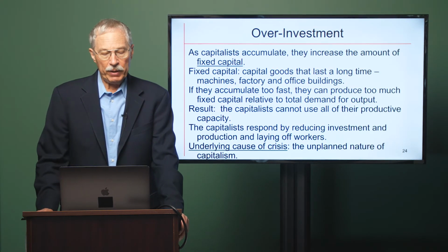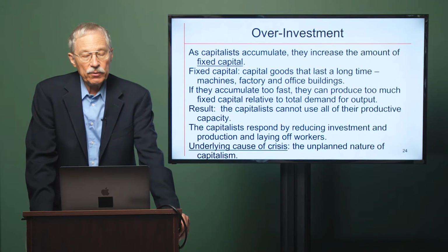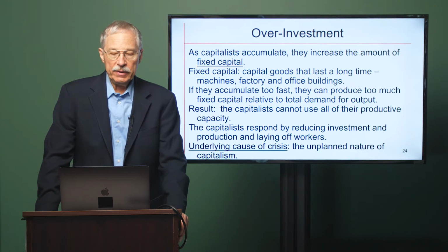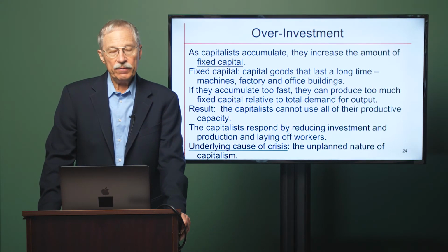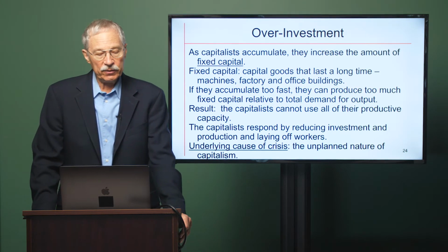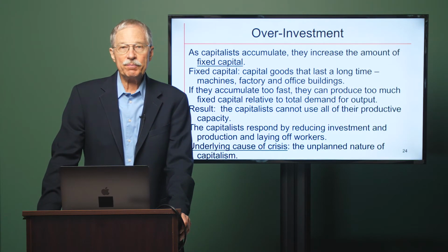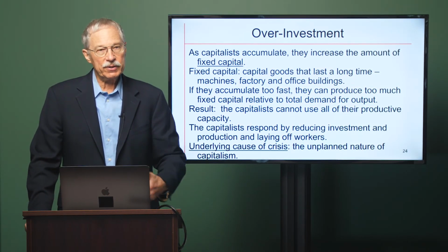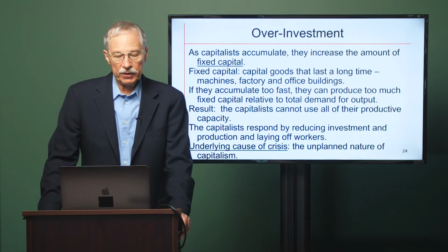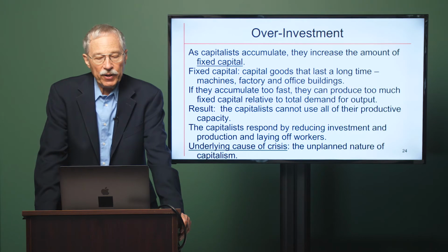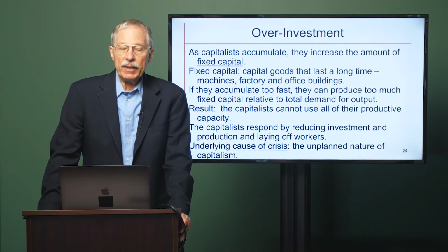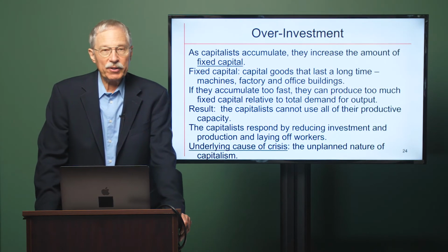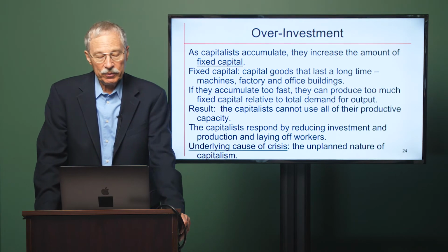The third possible cause of a crisis is known as overinvestment. As capitalists accumulate, as they expand, they increase the amount of fixed capital. Fixed capital refers to capital goods that last a long time, machines, factory and office buildings, as distinguished from, say, the steel that is used by the auto industry that's simply used up quickly in production. If they accumulate too fast, capitalists can put in place too much fixed capital relative to total demand for output, because they're never sure how great their output demand will be.